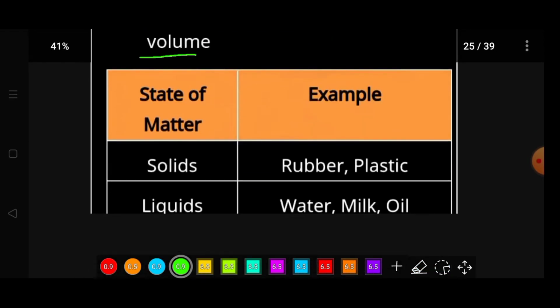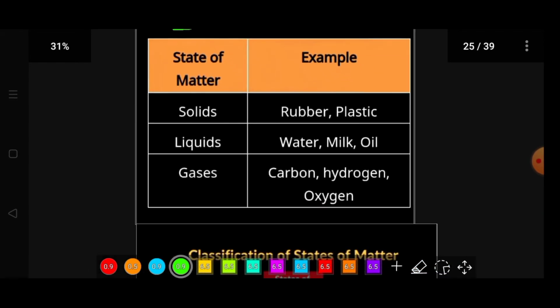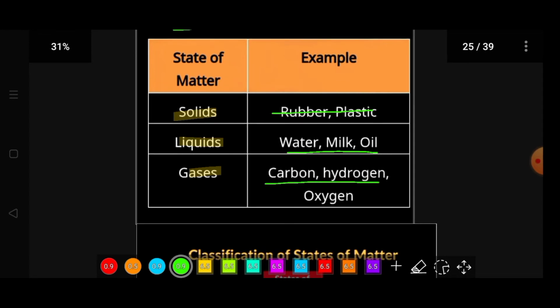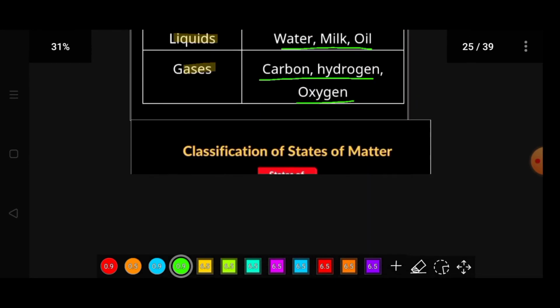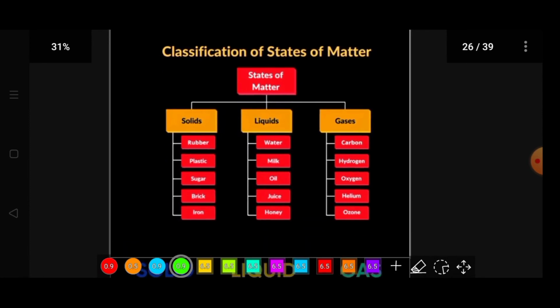States of matter: solid, liquid, gas. And examples: solid examples, rubber, plastic; liquid examples, water, milk, oil; gas examples, carbon dioxide, hydrogen, and oxygen. Classification of states of matter. You can see it yourself.